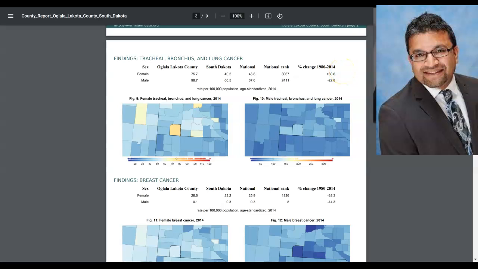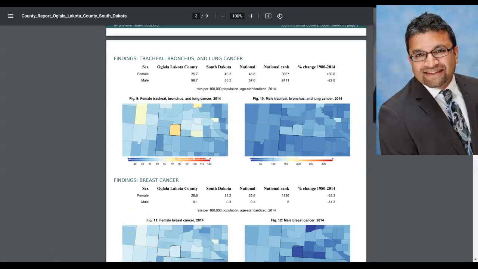So if we look here, one of these statistics went up and one of these went down. So even though the Oglala Lakota County rates are not much higher than South Dakota, the direction is in the wrong direction. However, in comparison, males it went down.